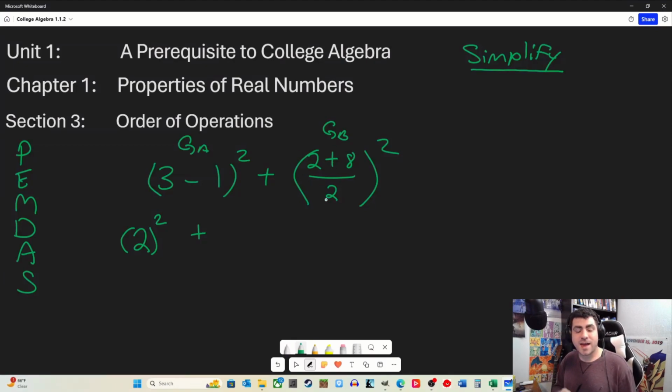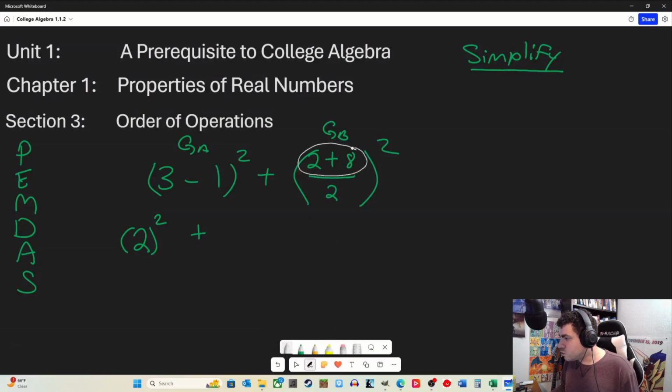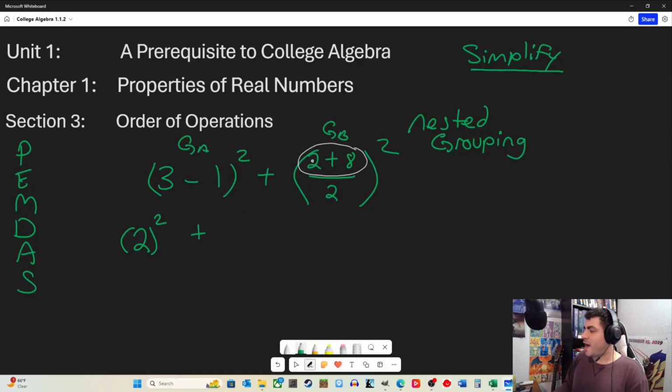This has a group inside of a group. Where's the inside group? This is your inside group, the 2 plus 8. So within this group, we have a group that we are going to solve first, and then we can solve the outside group. This is called nested grouping. We have open parentheses, 2 plus 8 equals 10 divided by 2 squared.